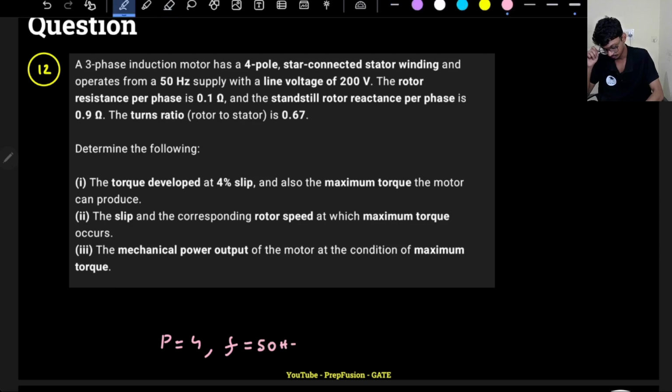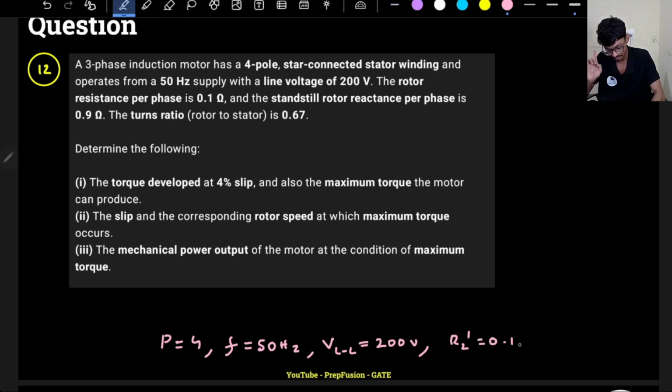Okay, and the line to line voltage is 200 volts. Okay, the rotor resistance per phase is 0.1 ohms. So rotor resistance they have given me per phase is 0.1 ohms.